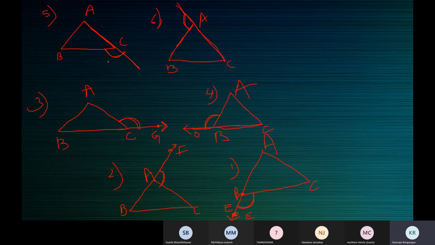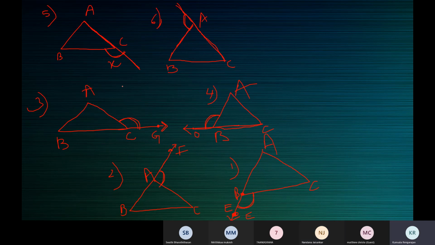In the 5th one, ma'am, it is ACX or XCA, ma'am? No. I've used a small letter x to indicate the angle itself. Oh, yes, ma'am. So what is the exterior angle there? X, ma'am. Yeah, x is the exterior angle.